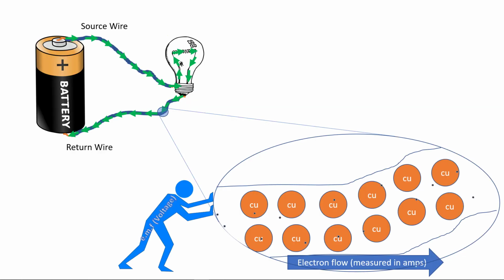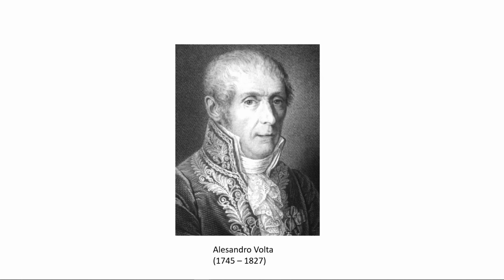EMF, or electron moving force, is the pressure that pushes electrons through the wire. EMF is measured in volts and is always measured across 2 points in a circuit. The volt unit of measure is named in honor of Alessandro Volta. Volta invented the chemical cell battery.